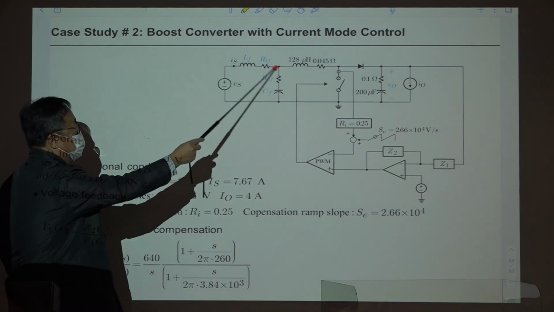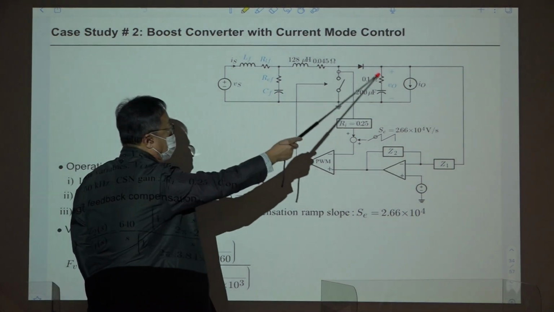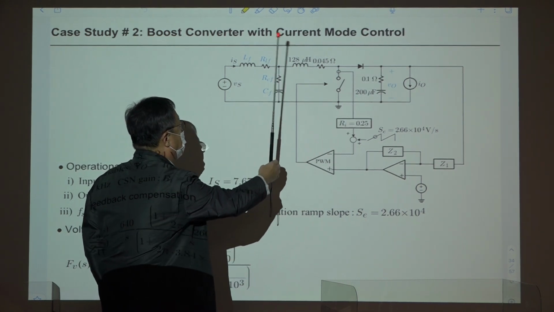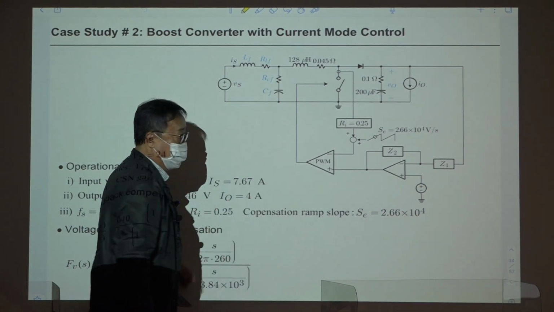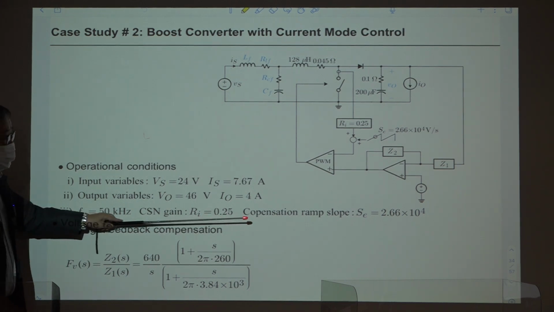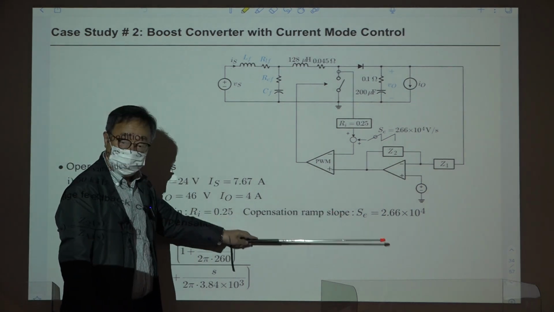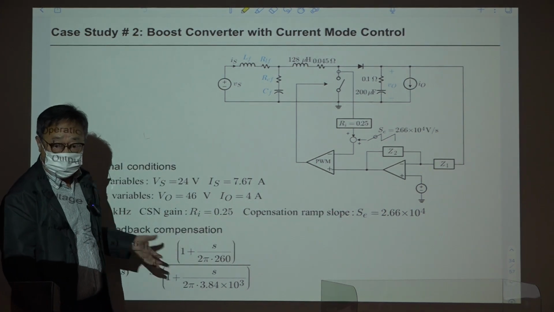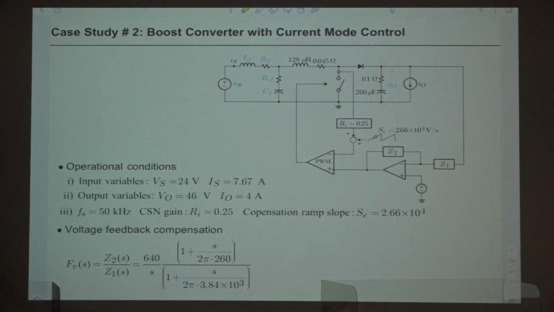Again, the input filter is inserted here. This is the uncoupled boost converter combined with the input filter, so this is the input filter coupled boost converter with current mode control. This is the operational condition: input voltage and input current, output voltage and output current, and this is the switching frequency and CSN gain, the DC gain of the current sensing network, and this is the compensation ramp slope. We studied all the details about this in the previous semester.